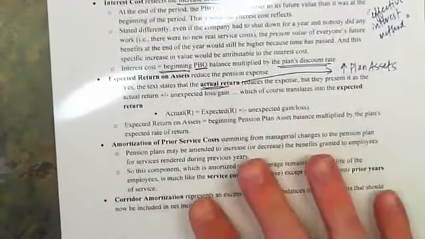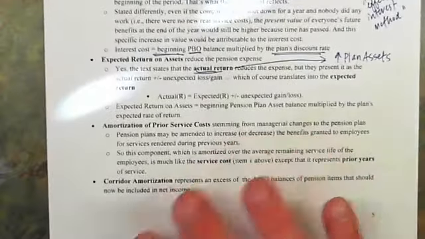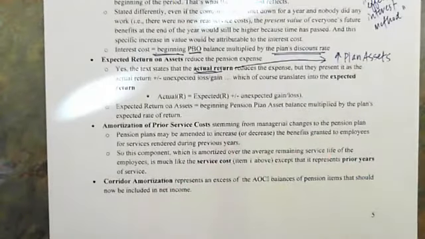Now, the problem is, the actual return can be pretty volatile, as you might imagine. We'll have boom years, bust years. It'll go up, it'll go down. Now, because of that, we don't want to use the actual return when determining pension expense. We would rather have a smoother, more predictable expected return.